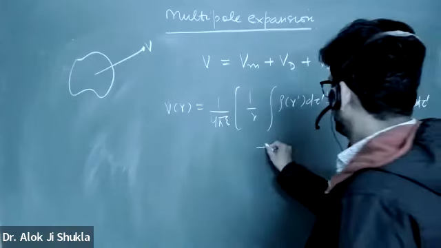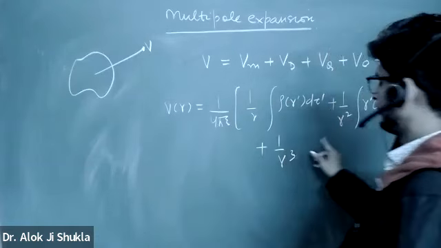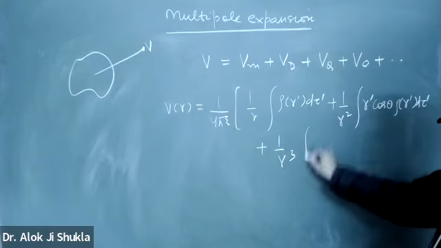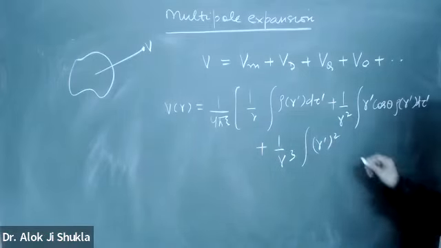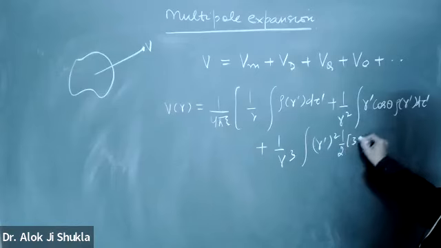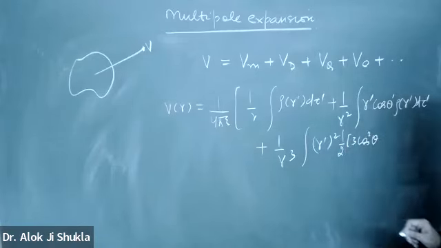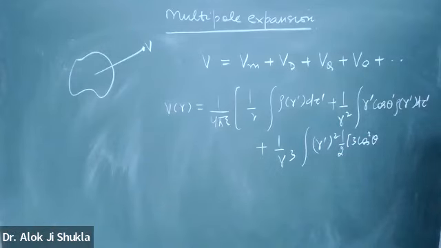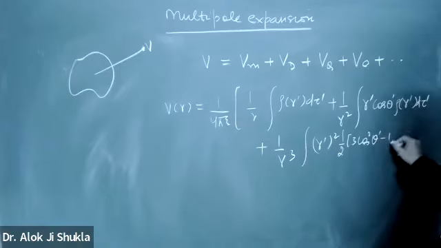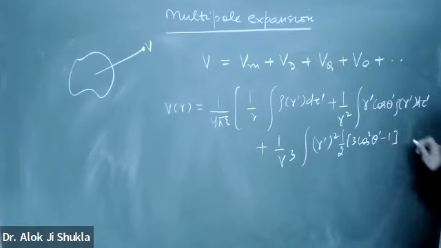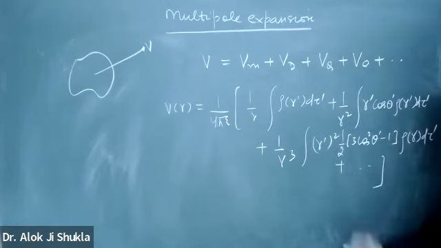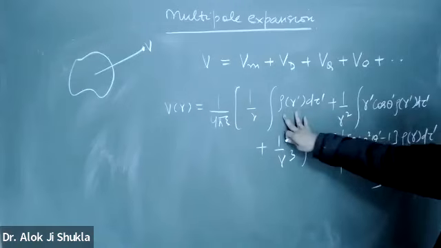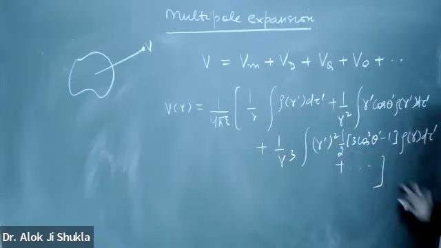Then 1 by r cube, integral r' square, and here you will get 1 by 2 (3 cos square theta minus 1). Theta you can also write as theta' because of the source charge. Then rho(r') d tau', and plus other terms like this. So this is the contribution due to a single charge, this is dipole, this is quadrupole, and similarly.